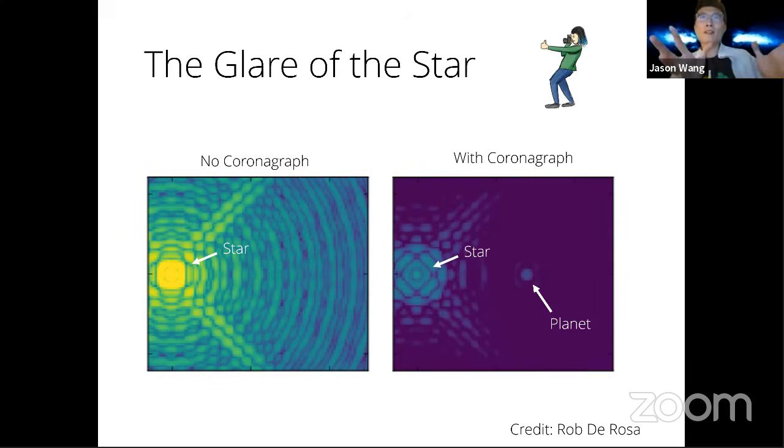Did I talk about the left side, that this is without a chronograph, this is the diffraction that we see? Yes, okay. So we could see the left side, but we hadn't seen the right side yet. Okay, surprise. This is what happens when you turn on the chronograph. The chronograph suppresses the glare of the star, and you can see it suppresses this diffraction effect. And with that, we're able to reveal that there's a faint planet next to the star.